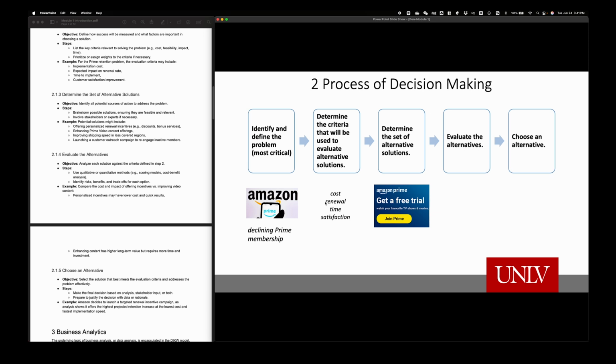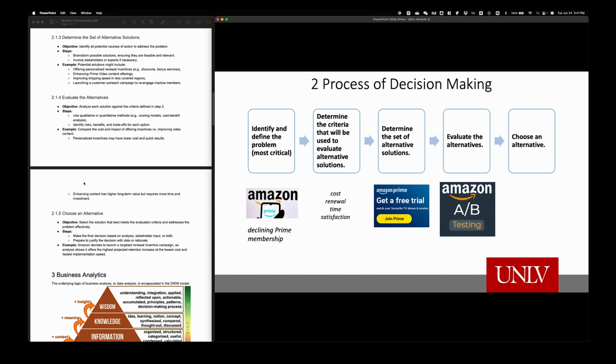The fourth step is to evaluate the alternatives, which is to analyze each solution against the criteria defined in step 2. We can use qualitative or quantitative methods and identify risks, benefits, and trade-offs for each option. For example, Amazon can compare the cost and impact of offering incentives versus improving video content. A personalized incentive may have lower cost and quick results, and enhancing content has higher long-term value but requires more time and investment.